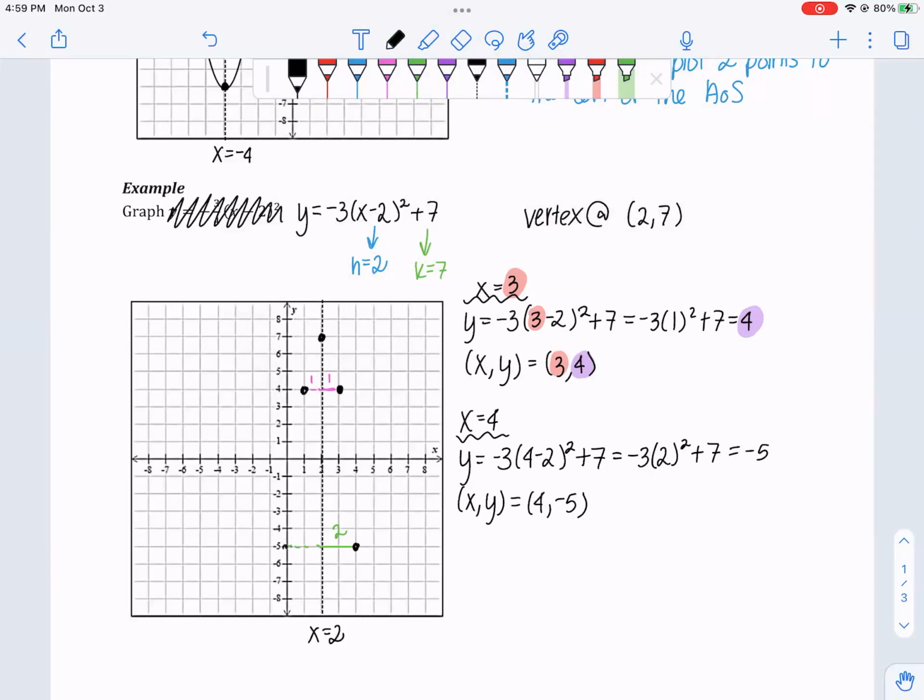Should have used black. Another 2 units away. And that's enough for us to draw in our parabola. Come on. I don't know why it wants to give me a hard time when I'm doing these videos. I feel like anytime I'm not doing a video, it's perfect. And the second I start doing a video, it just won't draw parabolas for me. Close enough. There it goes.